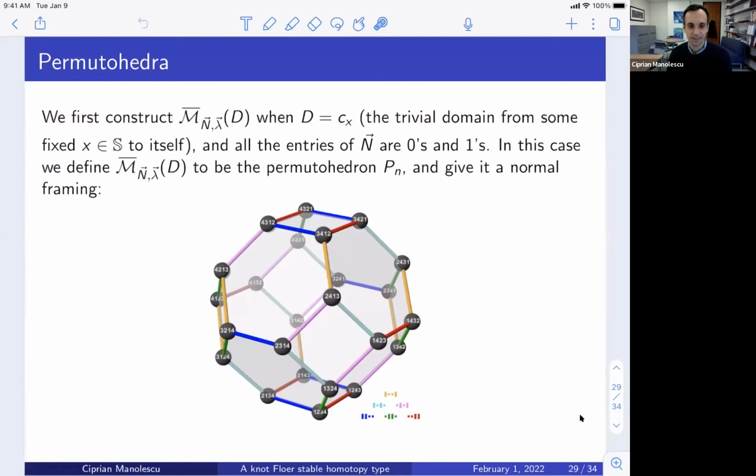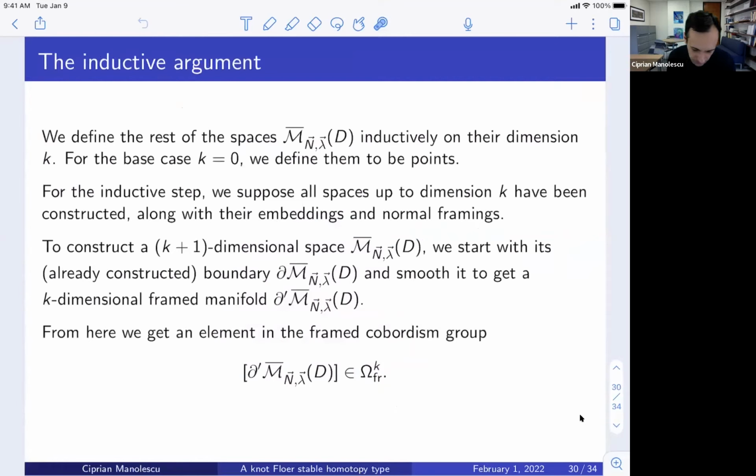The permutohedron, by the way, is the convex hull of the points sigma(1), ..., sigma(n) inside R^n over all permutations. That's a definition. Okay, but this is our base case. We do this by hand. And then we define the moduli spaces inductively on their dimension. So for example, in dimension zero, we define them to be points. And then we want to do the inductive step, which is the main thing.